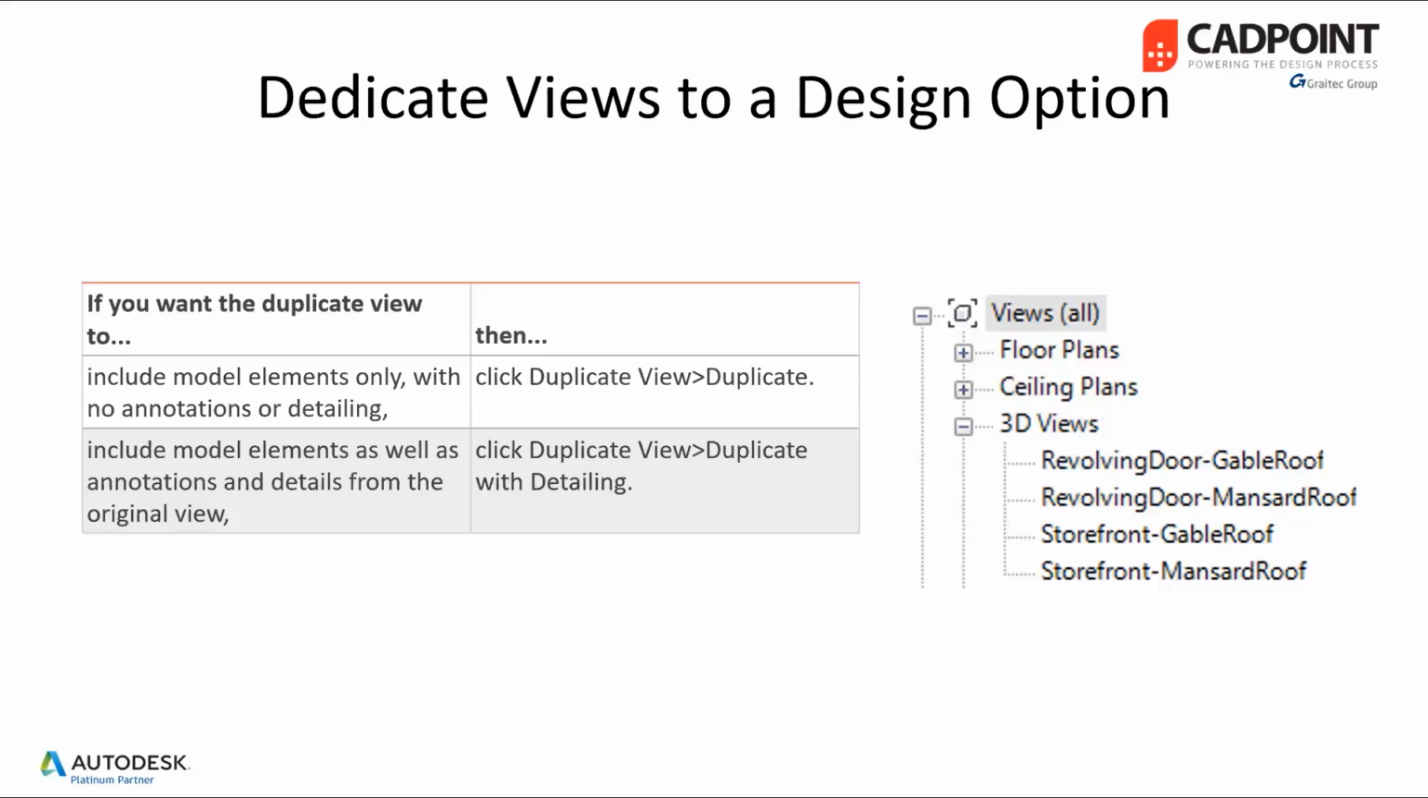To create a dedicated view, open a view that you want to dedicate to a design option. By default, the view displays the primary option with the main model. In the project browser, right-click the view name and do the following. If you want to duplicate the view, include model elements only with no annotations or detailing, click Duplicate View and Duplicate. If you want to include model elements as well as annotations and details from the original view, click Duplicate View and Duplicate with detailing.